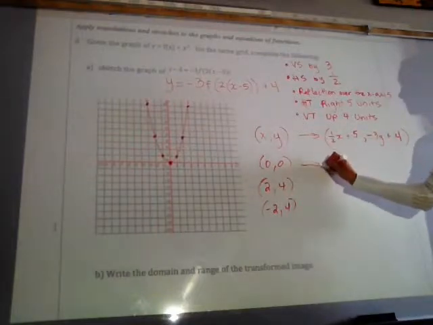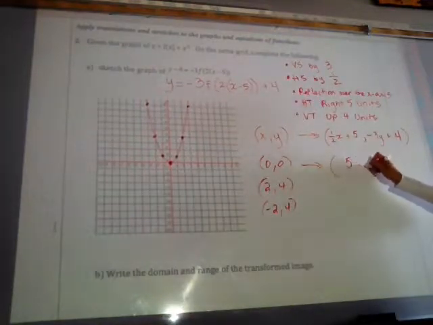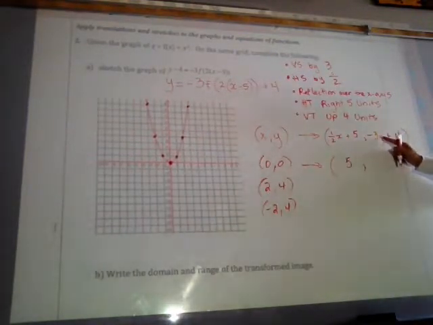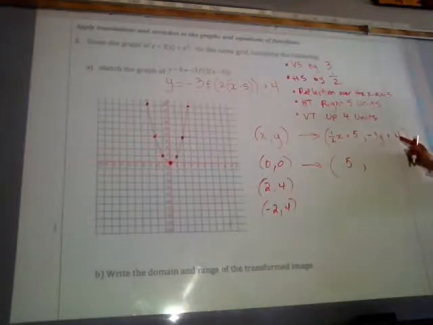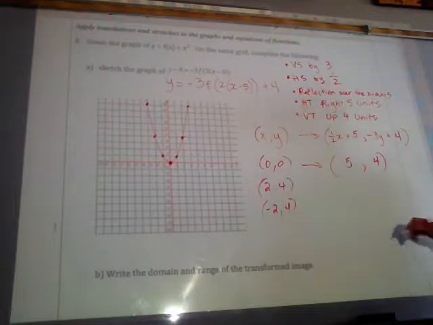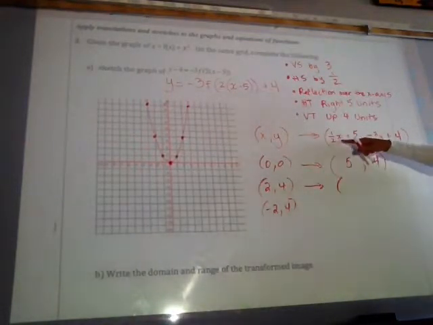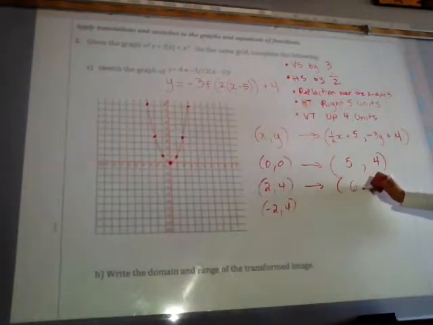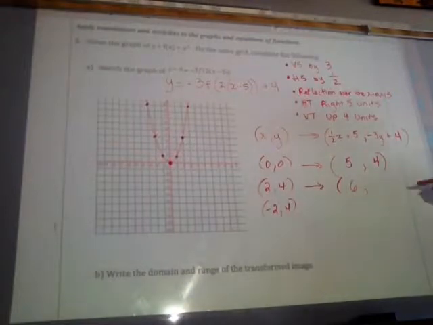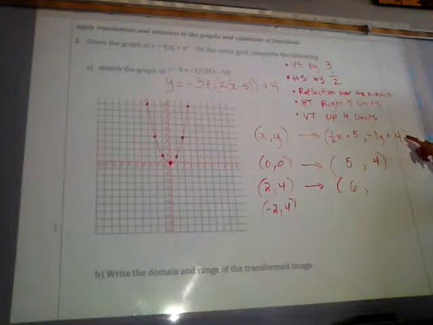Okay, so 0, 0. I'm subbing in 0 in for this x, so 0 plus 5 is 5. I'm subbing a 0 in for this y. 0 plus 4 is 4. Okay, looking at 2, 4. 2 times a half is just 1. 1 plus 5 is 6. 4 times negative 3 is negative 12. Negative 12 plus 4 is negative 8.